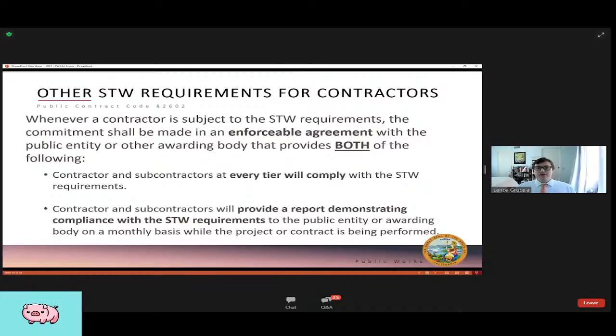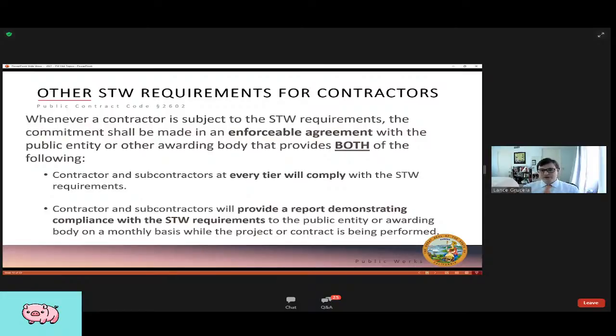So if either of those are true, then the contractor has to make an enforceable commitment to perform the project or to execute the contract using a skilled and trained workforce. And that's going to be obviously in the contract, right? And that's the enforceable agreement.